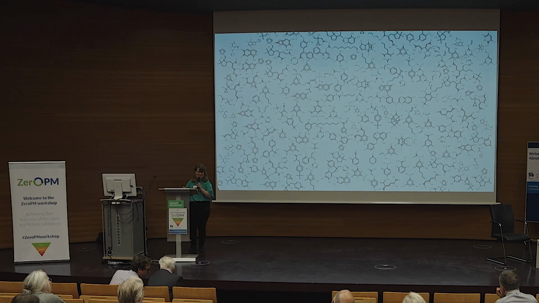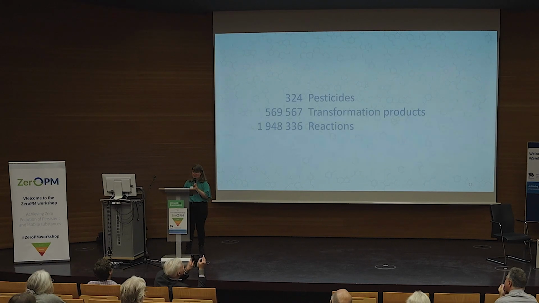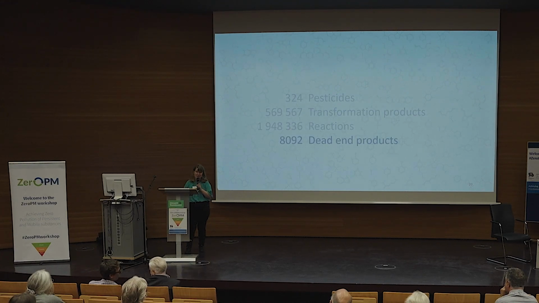So let's have a look inside this database. From our 324 pesticides, we predicted over 550,000 transformation products, and this corresponded to almost 2 million transformation reactions, which are huge numbers, but luckily, only 8,092 of these are actually dead-end transformation products by our definition. And so this can hopefully help us prioritize these transformation products a little bit, at least from a persistence point of view.